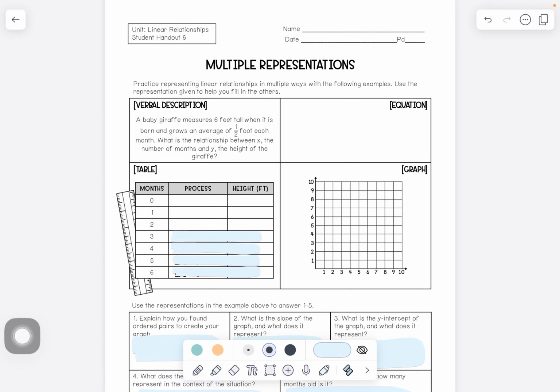All right, here we go with lesson 6, multiple representations. We're still talking about y equals mx plus b. We're just going to talk about all the different ways that we can represent that: verbal descriptions, equations, tables, and graphs. We're going to link them all together today.